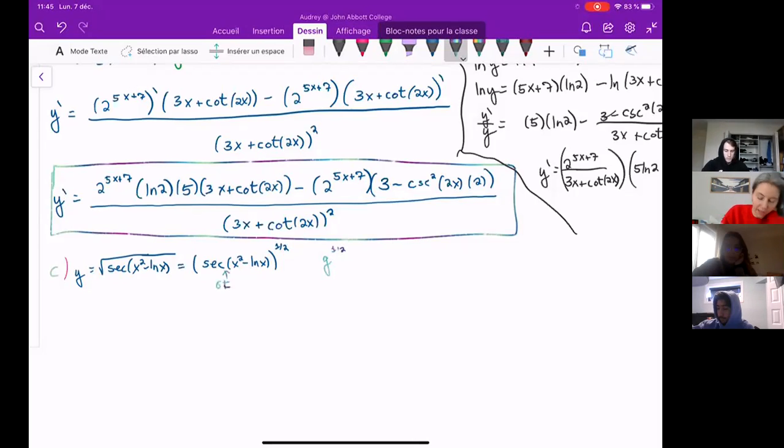So can I separate that secant from the x squared minus ln x? They are stuck together. This is not a product rule. It's not some random secant times x squared minus ln x. It is just one giant composite function. So first I'm going to do this in multiple steps. First I'm going to bring the 1/2 down. I don't touch what's inside. I subtract 1, and then I pull out the derivative of what's inside.